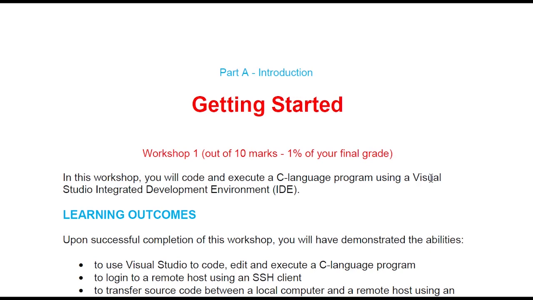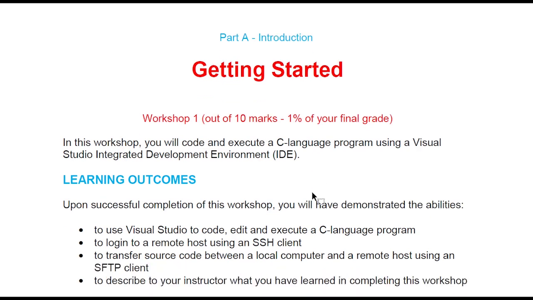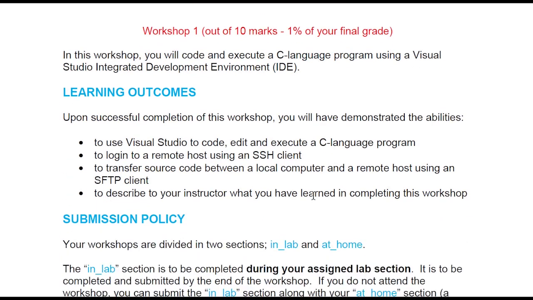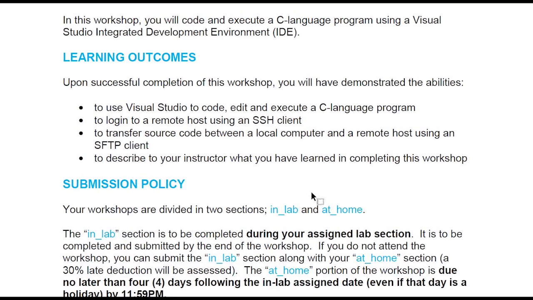Okay, so this is our very first workshop, and it's going to be graded out of 10. It's worth 1%. You're going to learn the basics of how to write a workshop and how to do a very simple program. So you're going to learn to use Visual Studio, learn to transfer it up to a matrix machine, which is a Unix machine where we do automated marking, and how to use a SFTP client to transfer your code over, and then to do the submission.